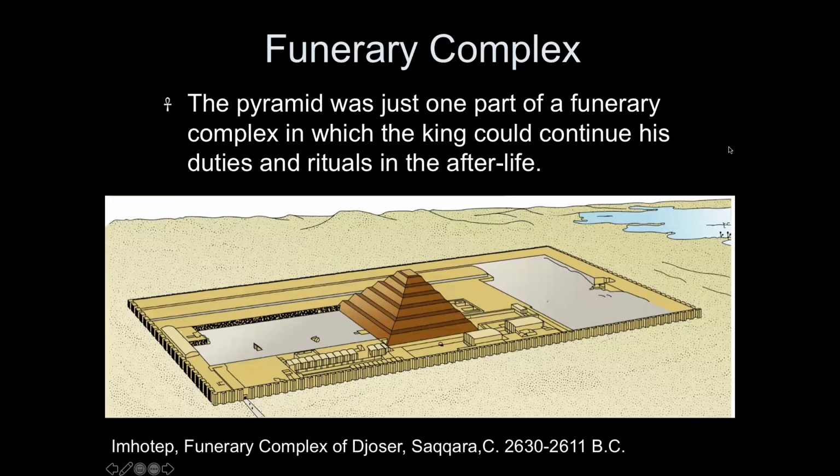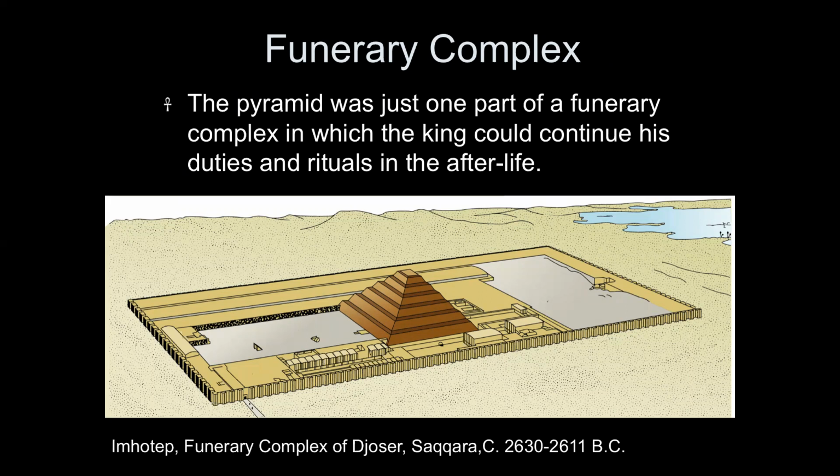So like I said, this is part of a complex, and they call this a city of the dead, a necropolis. So the pyramid was just one part of a funerary complex in which the king could continue his duties and rituals in the afterlife. And all of these complexes were in a perfect north, south, east and west.